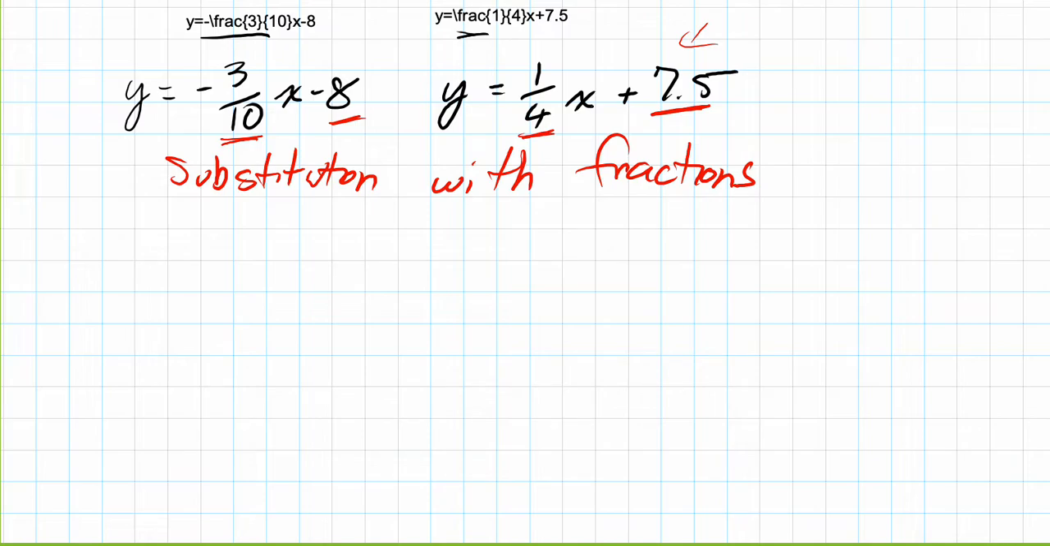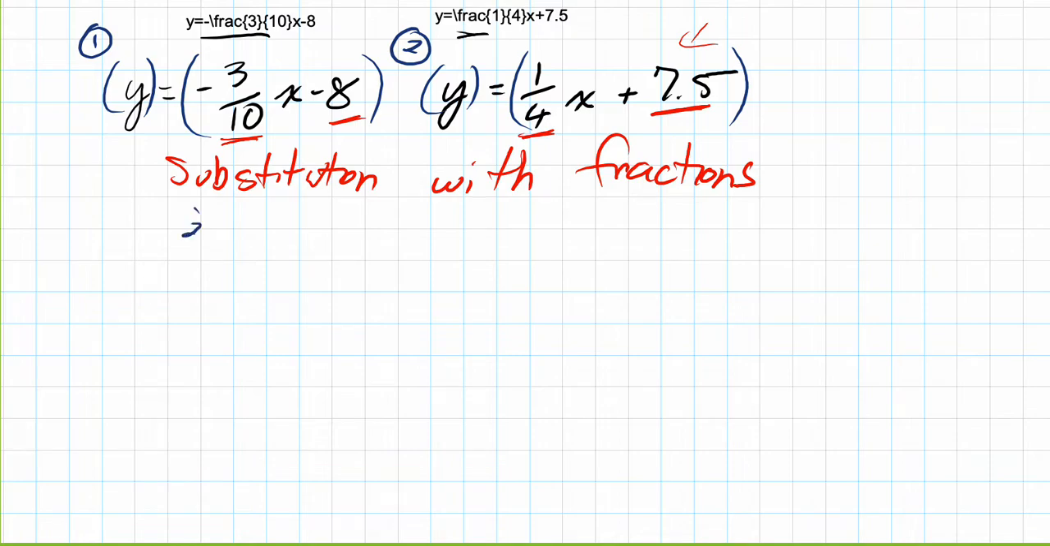If you remember from the last part, both of these are set equal to y, which is great. We don't have to do any rearranging. Sometimes that's not the case. Sometimes we have to rearrange and isolate a variable, but in this case, we have an isolated variable. We'll call this equation 1 and equation 2, and it doesn't matter which one I start with. I'll start with equation 2 this time.